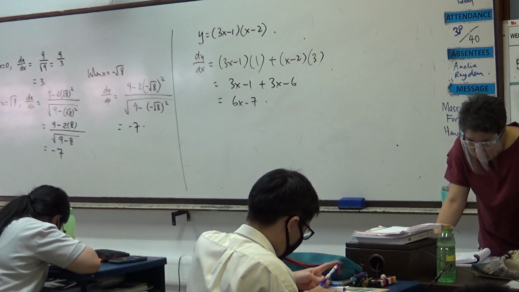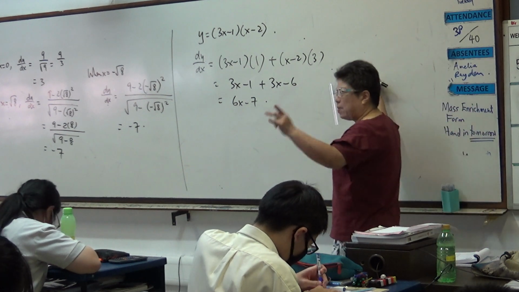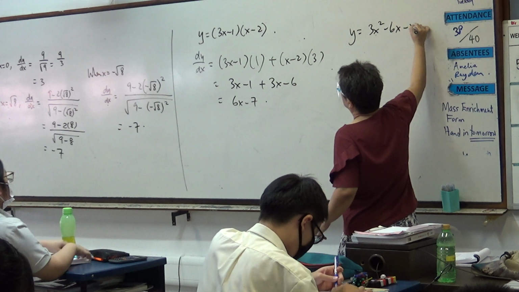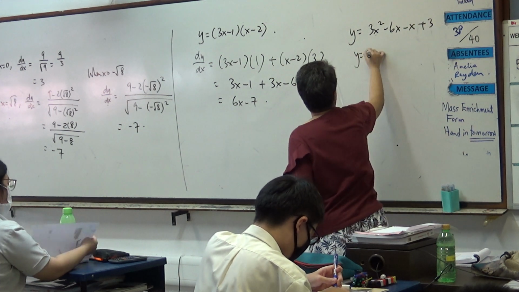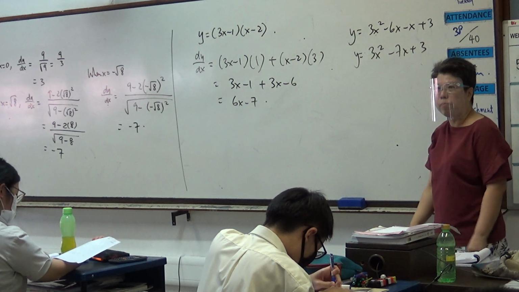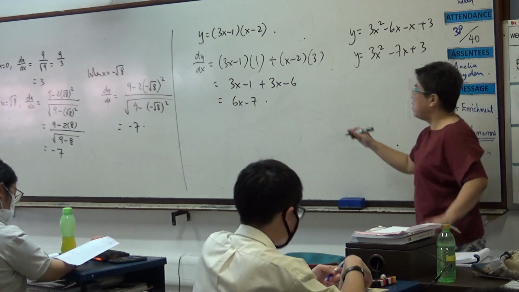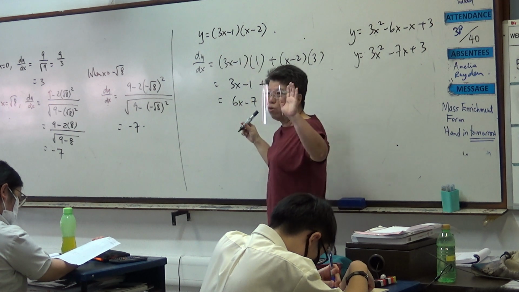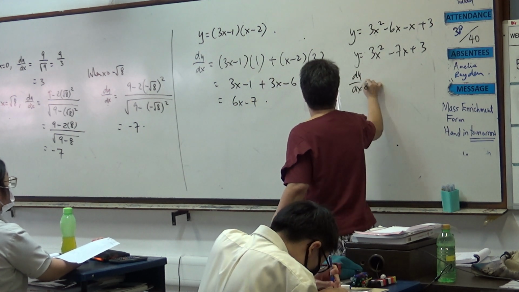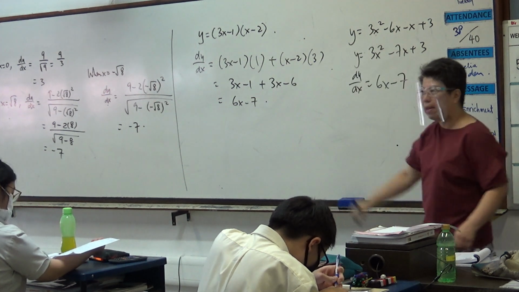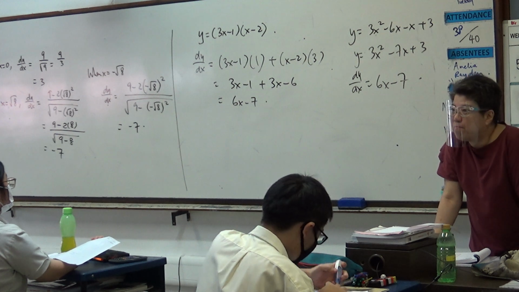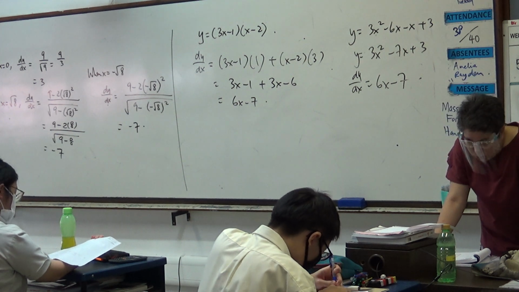Now, how come I say when I expand it's the same? All of you look up. 3x squared minus 6x minus x plus 3. So this is actually 3x squared minus 7x plus 3, right? If I expand. I can expand because all this is degree 1. I don't need to go and use binomial theorem, whatever theorem. So when I do dy/dx, can you see that it's 6x minus 7 straight away, same? Everybody see what I'm talking about here? Yes or no? Okay, good.